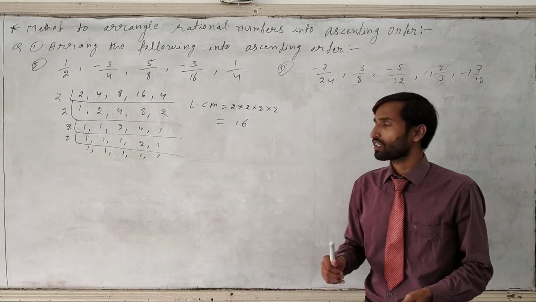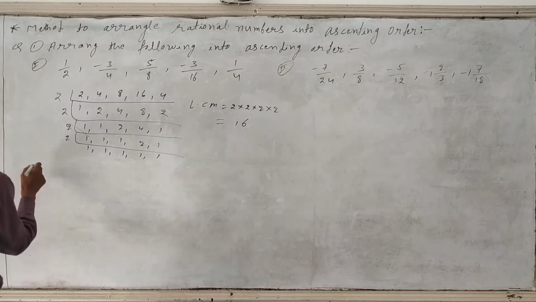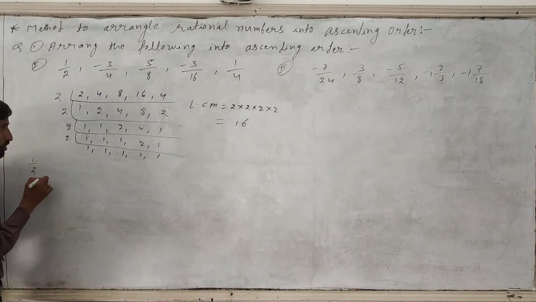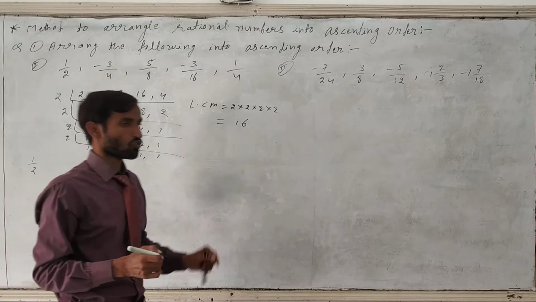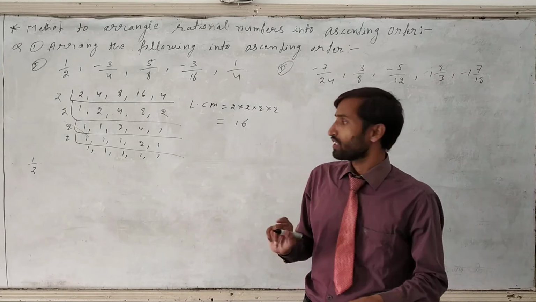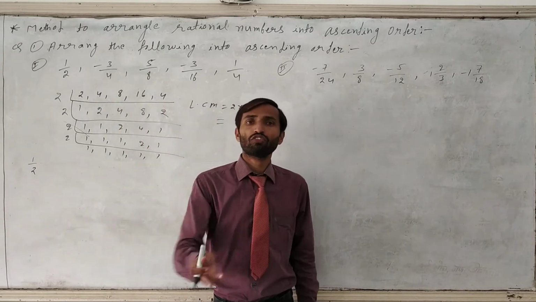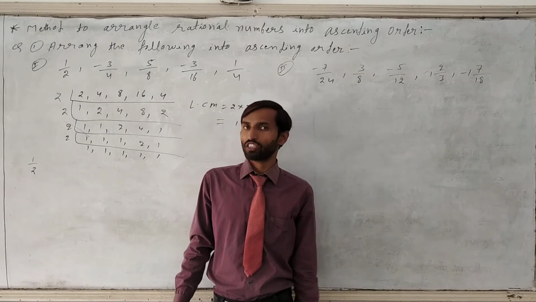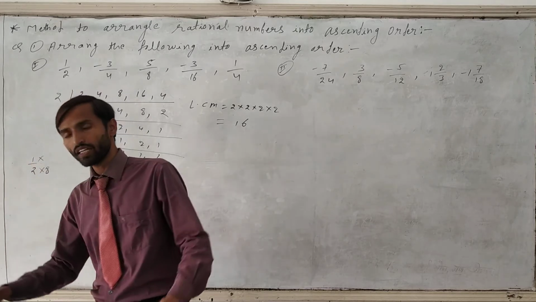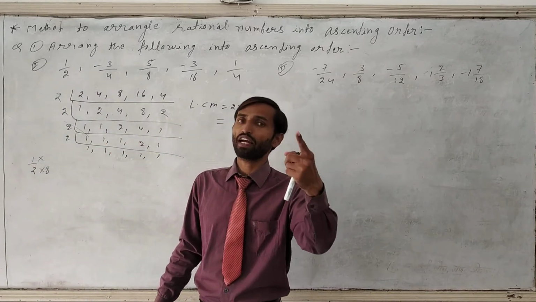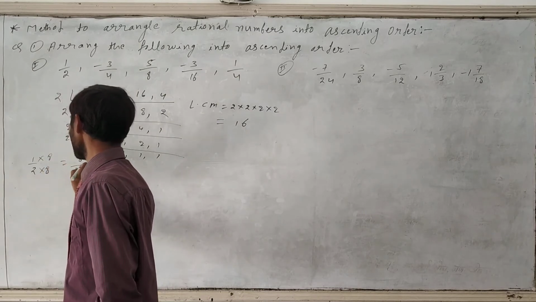So now we target 16 as the common denominator for all the rational numbers. Again we have to do some process. Here 1 upon 2 is given. The denominator 2 has to be converted to 16. By which number do we multiply? Read the table of 2: 8 times 2 is 16. So we multiply by 8 in the numerator as well, and it becomes 8 upon 16.